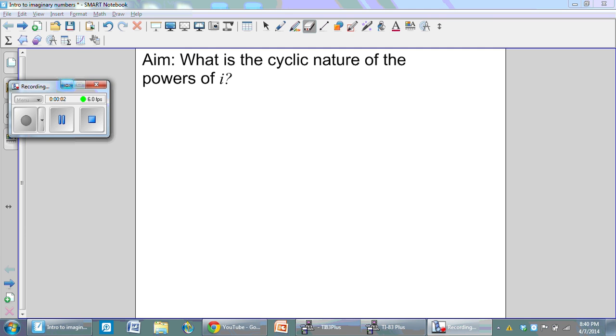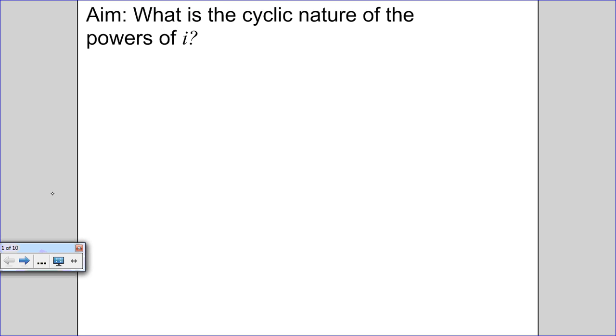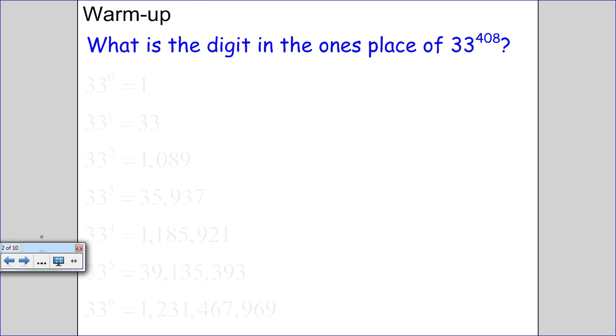Hey, it's Mr. E here, and our aim for this video is: what is the cyclic nature of the powers of i? So here's a warm-up for you. What is the digit in the ones place of 33 to the 408?